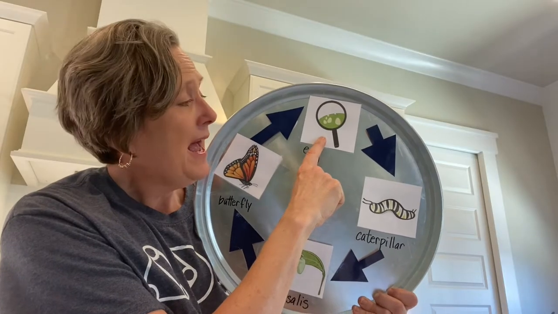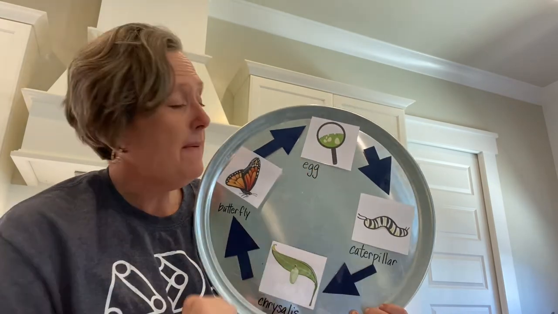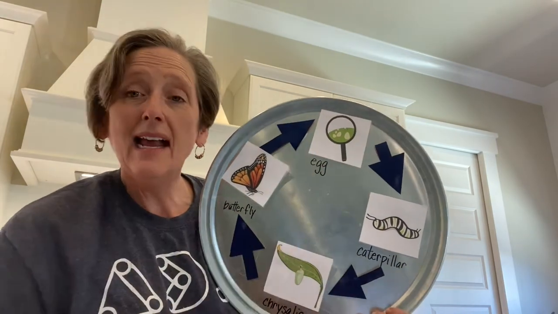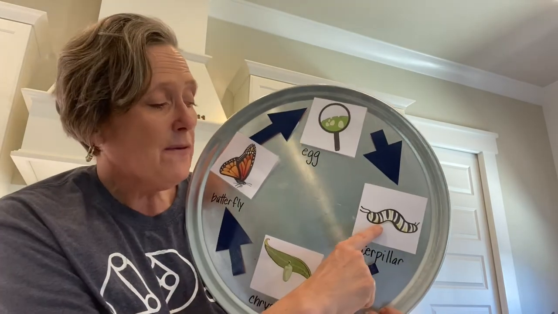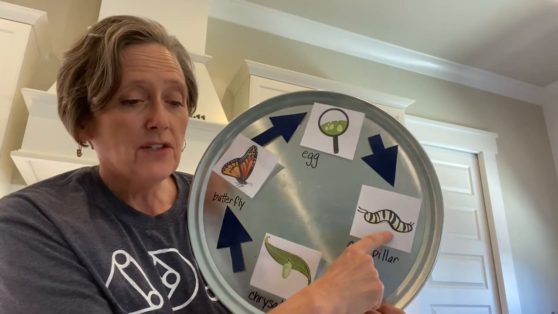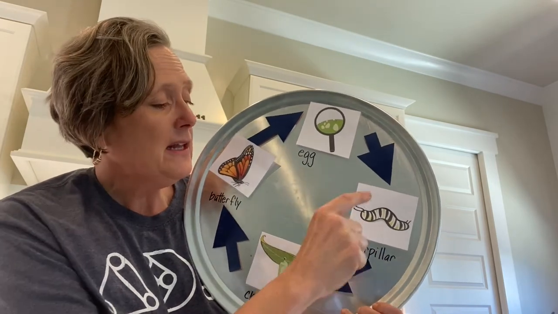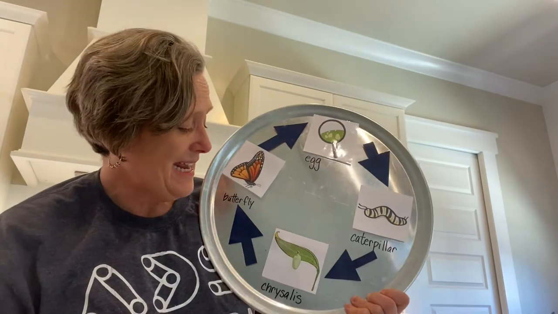A butterfly lays an egg as part of its life cycle. A caterpillar hatches from the egg in search of food to eat.